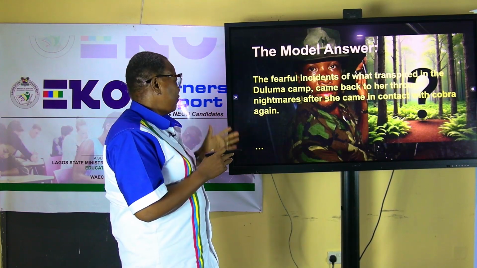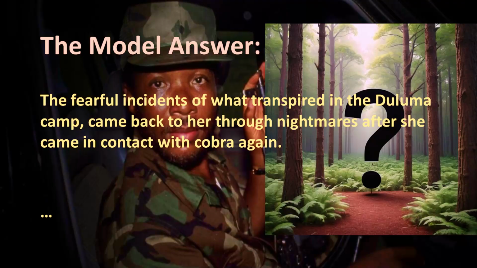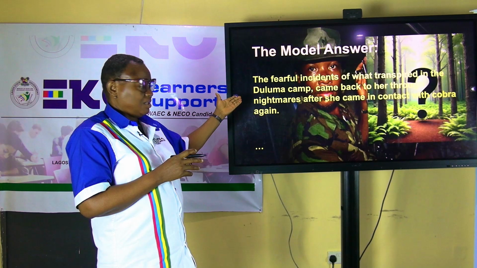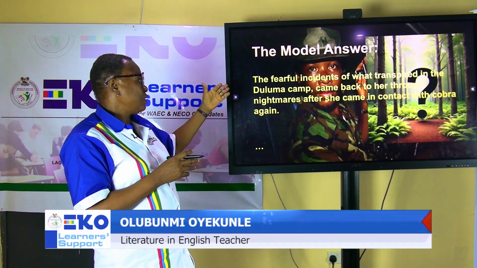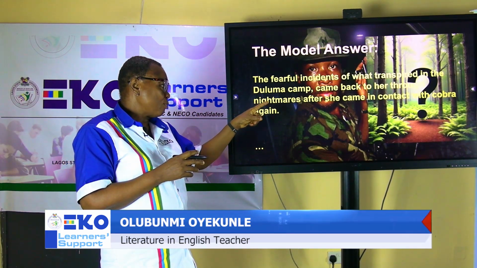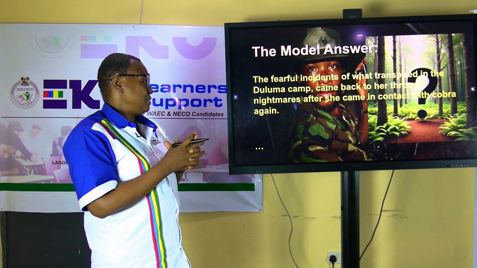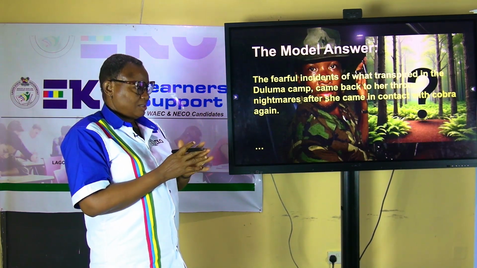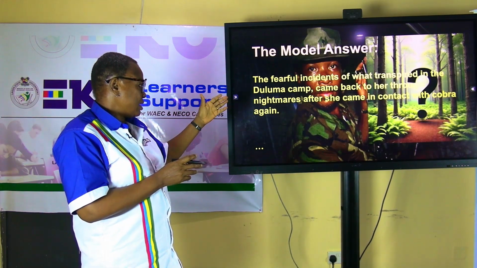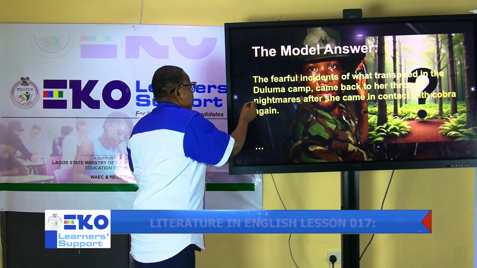So it continues. The fearful incidents of what transpired in Dulima camp came back to her through nightmares after she came in contact with Cobra. So you can see the connection with the next paragraph, the connection of that dream as a device. It actually happened when Cobra and Bendu met in the city of Monrovia after they left Dulima camp. So we can see the connection. We continue in the next paragraph.